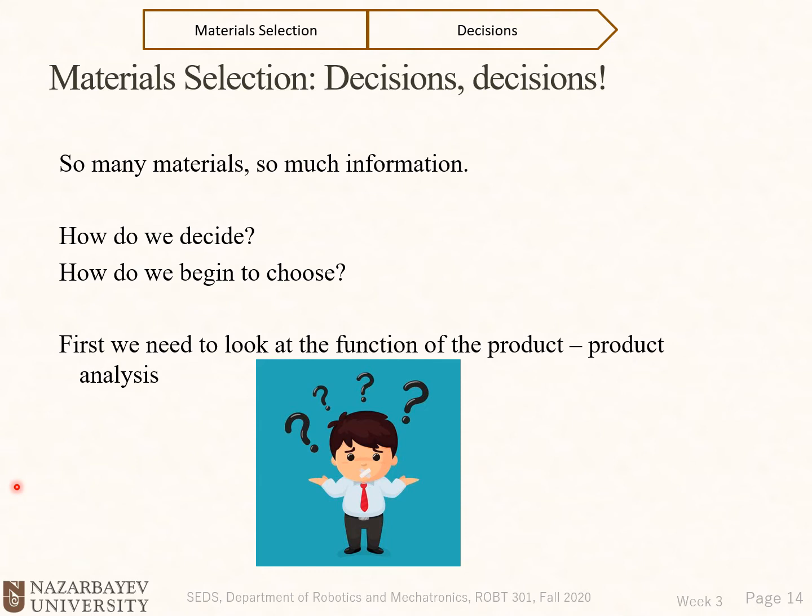So it's a decision. Yes, we need to decide which material is best for our design. So many materials and so much information. So how do we decide? How do we begin to choose? First, we need to look at the function of the product and product analysis. So we need to understand what our product is, what it is designed for, and what we need. Based on our needs and specifications, then we can go for material selection.